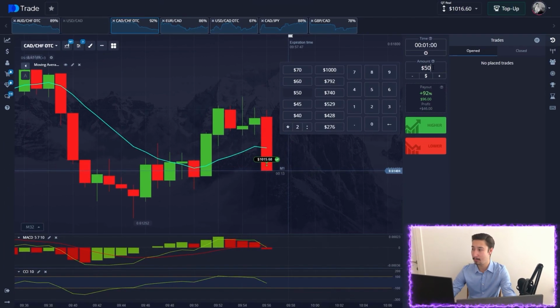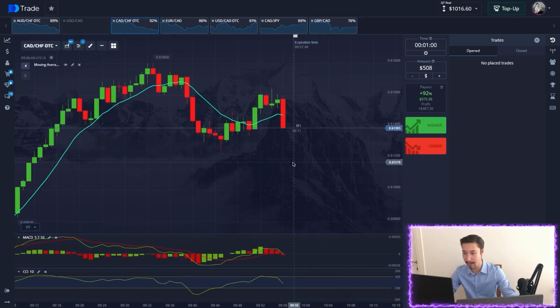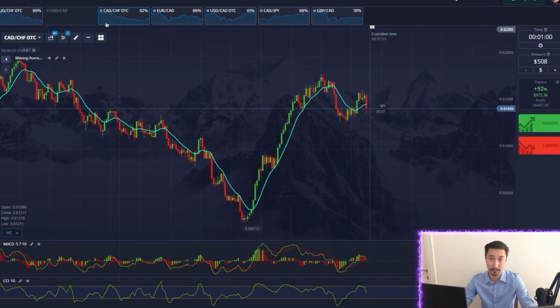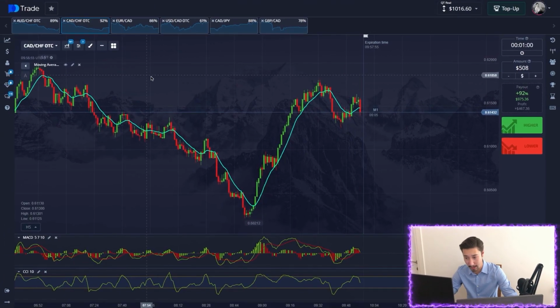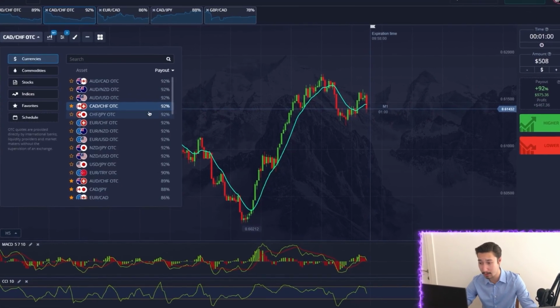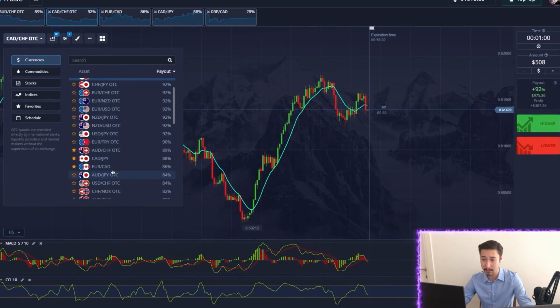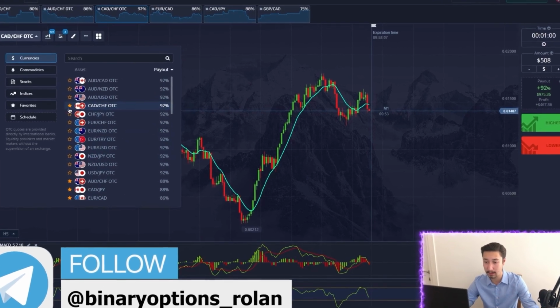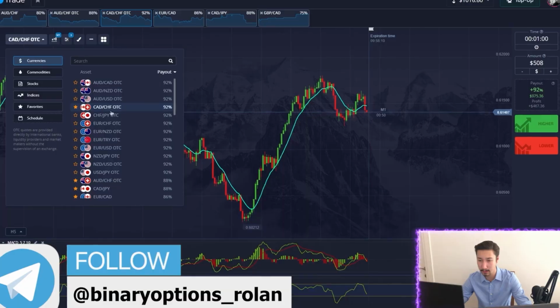Let's put $508. Now we will open two positions, in the amount of $508 each. But before that, we will change our currency pairs a little for better interest rates. Okay, let's put this one. Let's add this one.